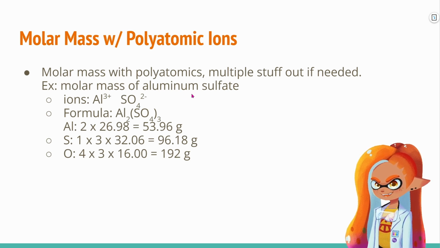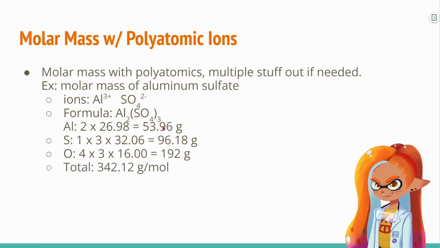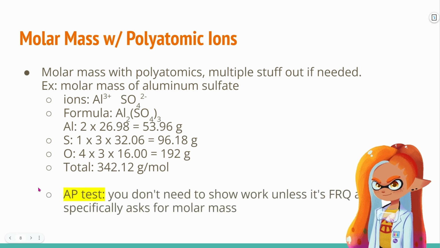So the full molar mass of this is going to be adding up those 3 things. You take the aluminums, the sulfurs, and the oxygen, add all those up, and you get your molar mass. Again, the units for molar mass are grams per mole. It is always 1 mole of something to whatever is on the PT for that substance.